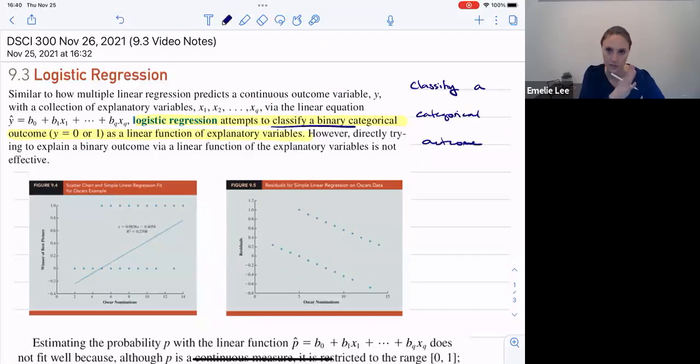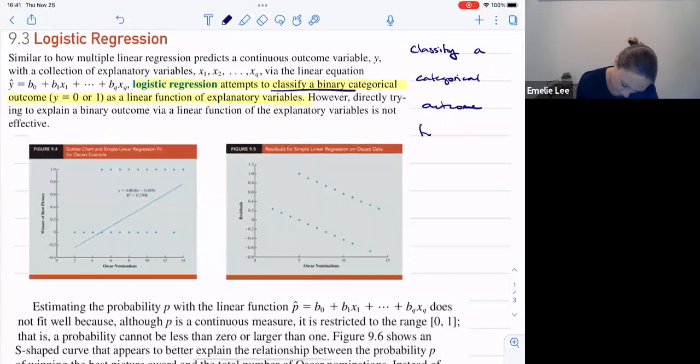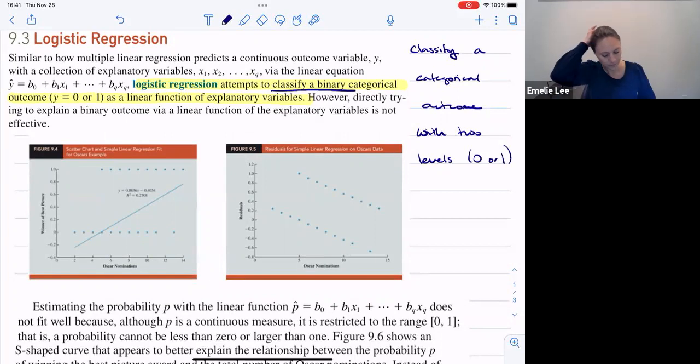The 2 categories are either 0 or 1, basically a dummy variable, but those are placeholders for something happening or something not happening. So we want to classify a categorical outcome with 2 levels, 0 or 1. Now we're trying to predict, are they in class 0 or are they in class 1?